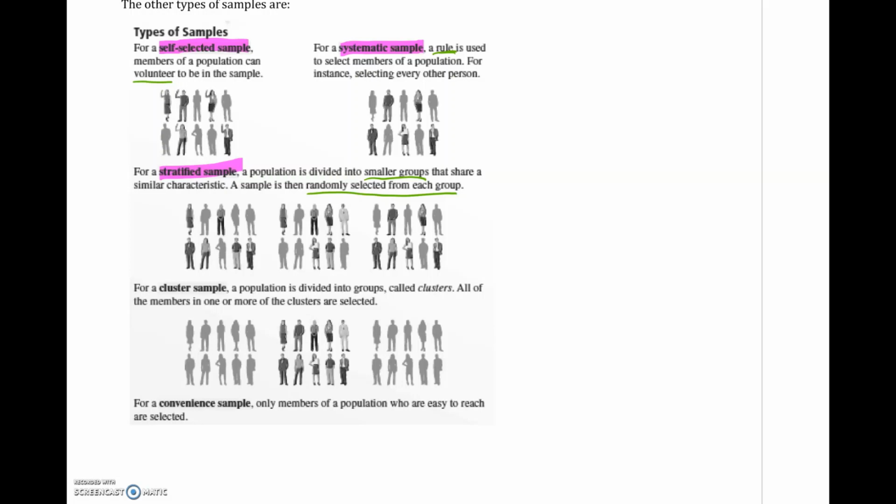And then we have a cluster sample. So what is a cluster sample? This is a population that is divided into groups called clusters, and all of the members in one or more of those clusters are selected. So you might be wondering, wait, is this like a stratified sample? Kind of, but not exactly the same, because this is when the population is already clustered, and then you're picking one entire cluster.